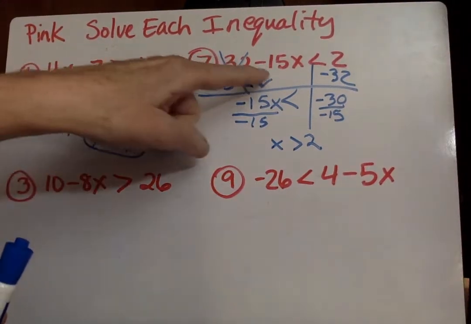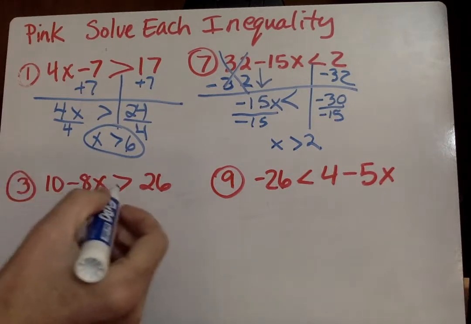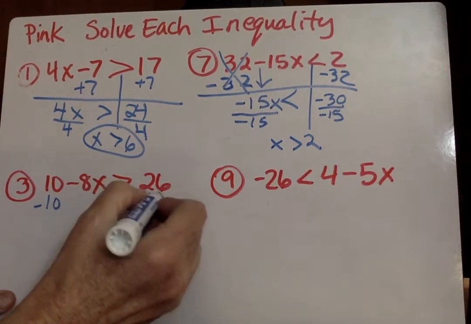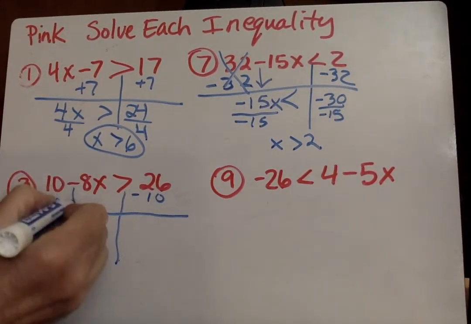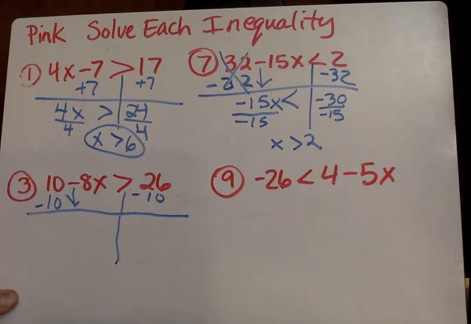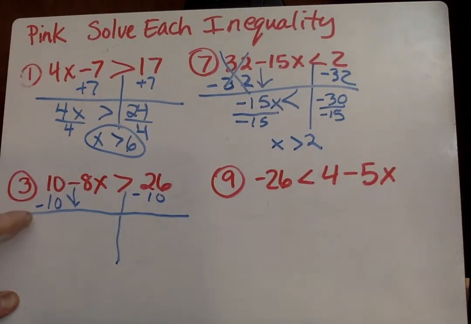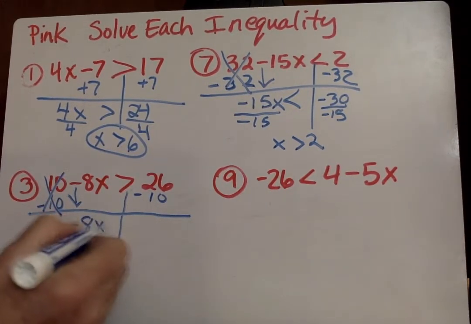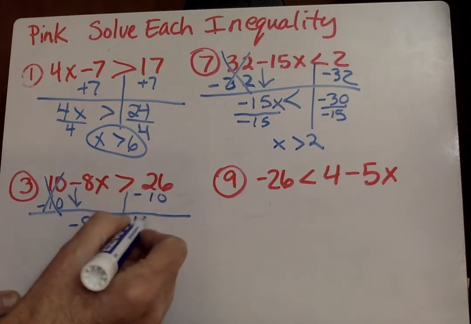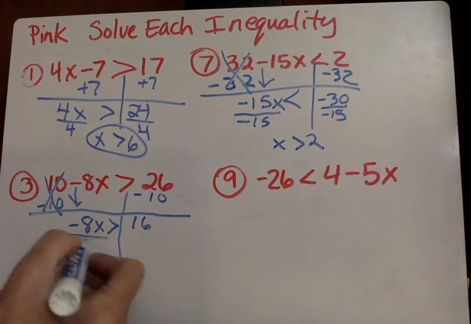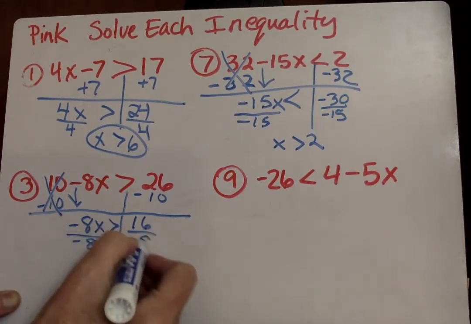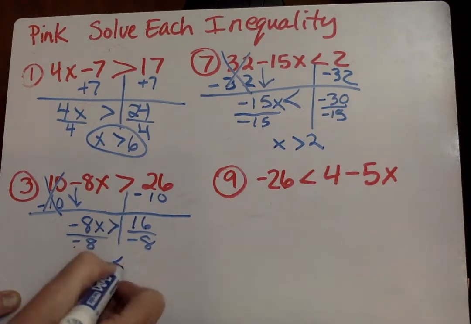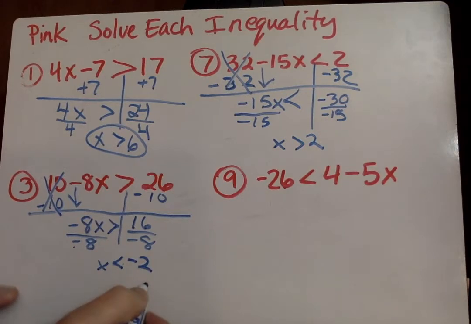So this one's a little bit like this one. Put a line down the greater than or less than sign. Then we go minus 10, minus 10. Make sure you include this. Again, you don't go plus 10 because 10 plus 10 is 20. And you need it to go to 0 to get rid of it. Subtraction sign becomes a negative 8x greater than 16. Divide by negative 8, divide by negative 8. And x, we divided by negative, so we must switch the sign. X is less than negative 2.